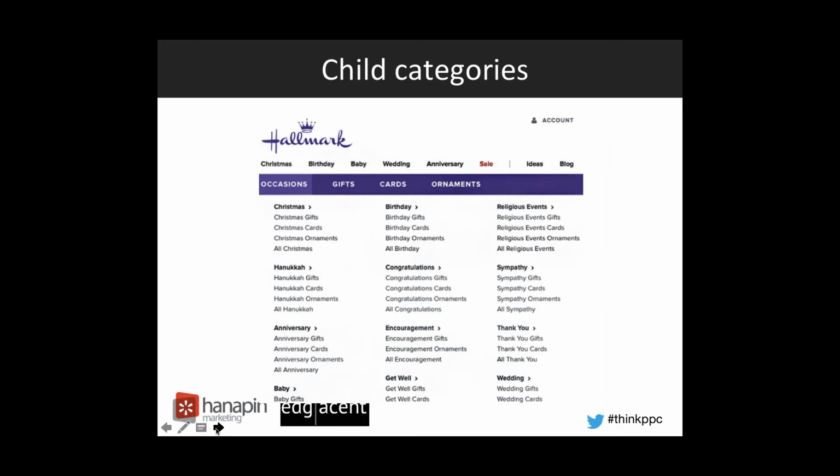And this is a problem because it is a duplication of all the other ways to shop. So gifts is going to be the exact same thing but jumbled around a little bit. If you can see, it's gifts, cards, and ornaments repeated here, and then all Christmas, all birthday, all these subcategories.